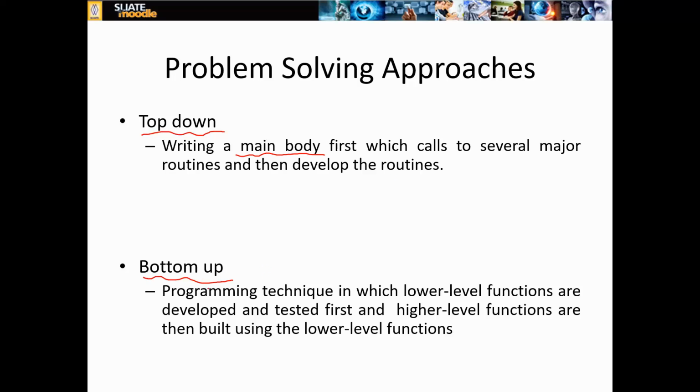And in the bottom up method, what we do is a programming technique in which lower level functions are developed and tested first, and higher level functions are then built using the lower level functions. First, lower levels will be developed. This will happen first. Lower level functions will be developed first, and thereafter higher level functions will be developed based on these. Okay, so these are the ways you can use when you are to write your programs.